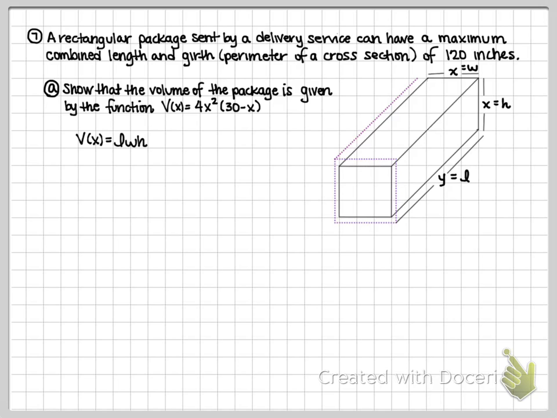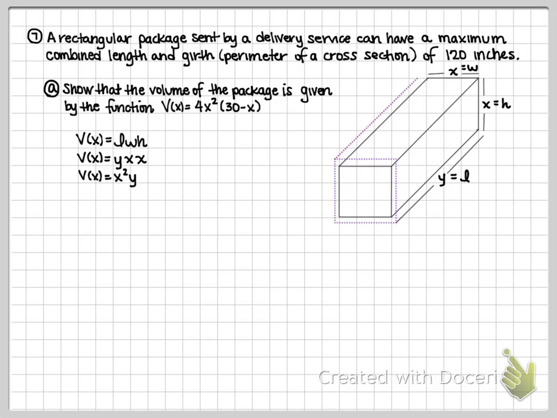So let's go ahead and plug that in. I'm going to get V of x is equal to my length, which was y, my height, my width, and my height, both x. All right, so I get x squared y. Now, that's not what they're asking me to prove this is equal to.